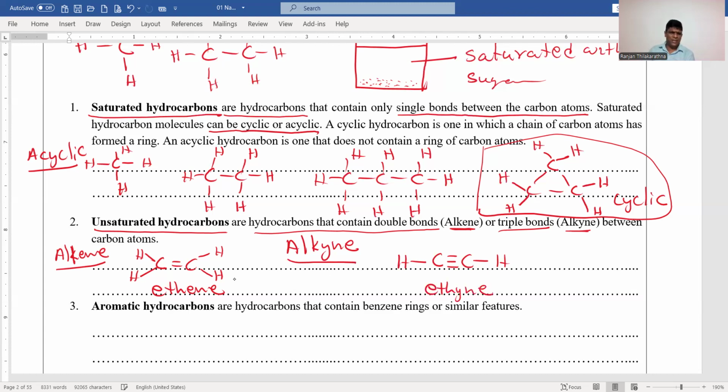Now you can see that for alkenes, the name ends with "ene". For alkynes, the name ends with "yne". But as we have two carbon atoms, this is eth, this also eth. Having two carbons, eth. This is an alkene, so the name ends with "ene": ethene. This is an alkyne, the name ends with "yne": ethyne. Ethene, ethyne.